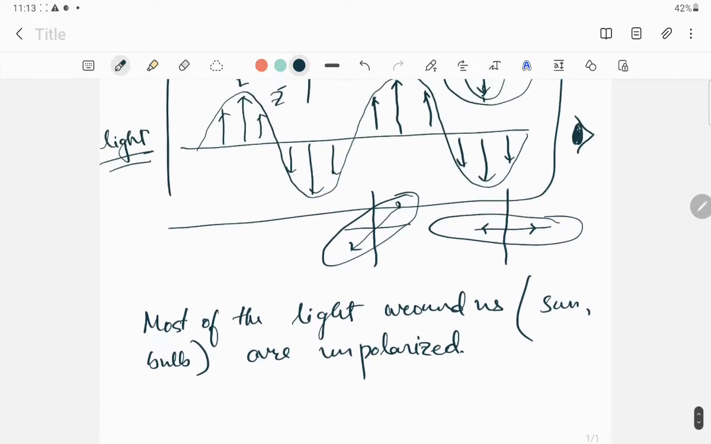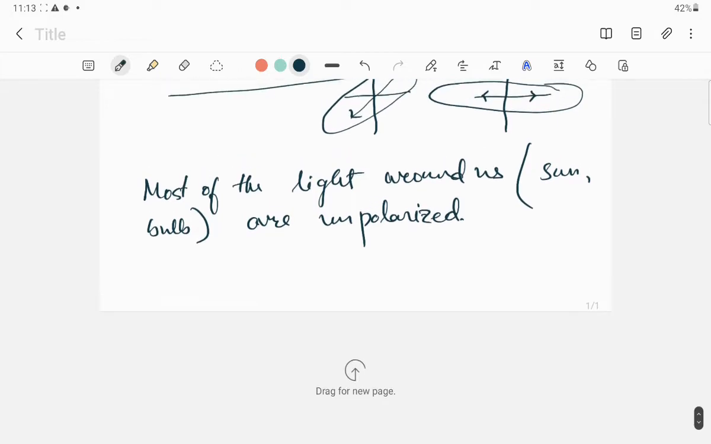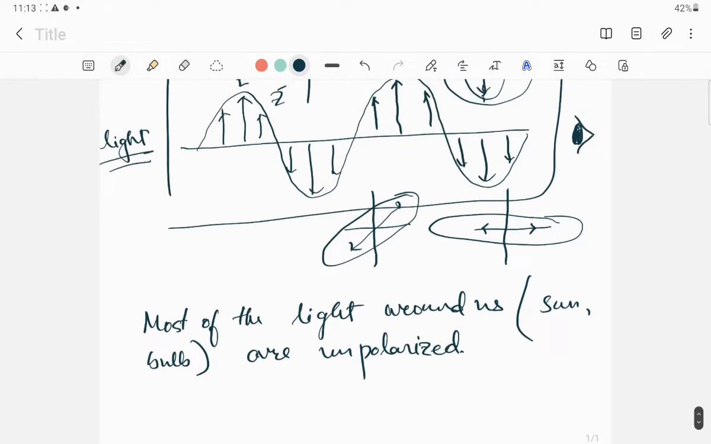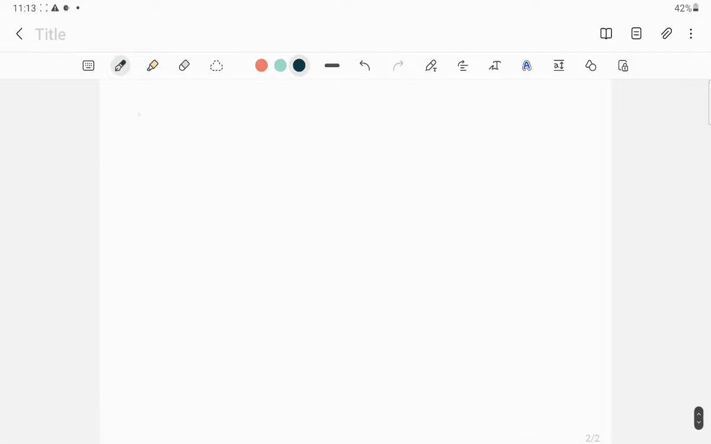Now the thing is, you can see that most of the light, as I told you, that is available naturally is not polarized. It is unpolarized. So when we talk about unpolarized light, how does it look? Whatever is available naturally, how does it look?